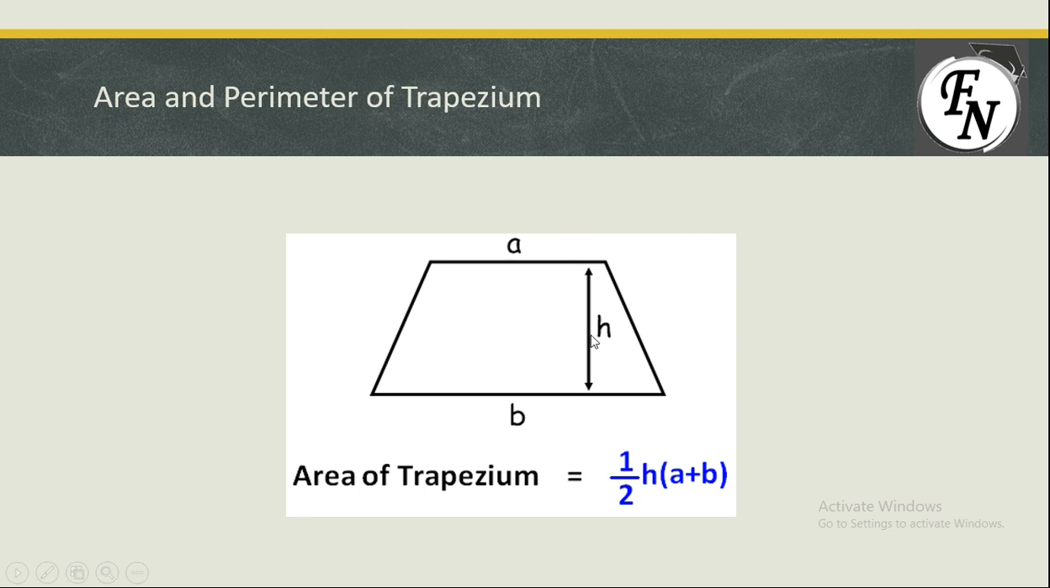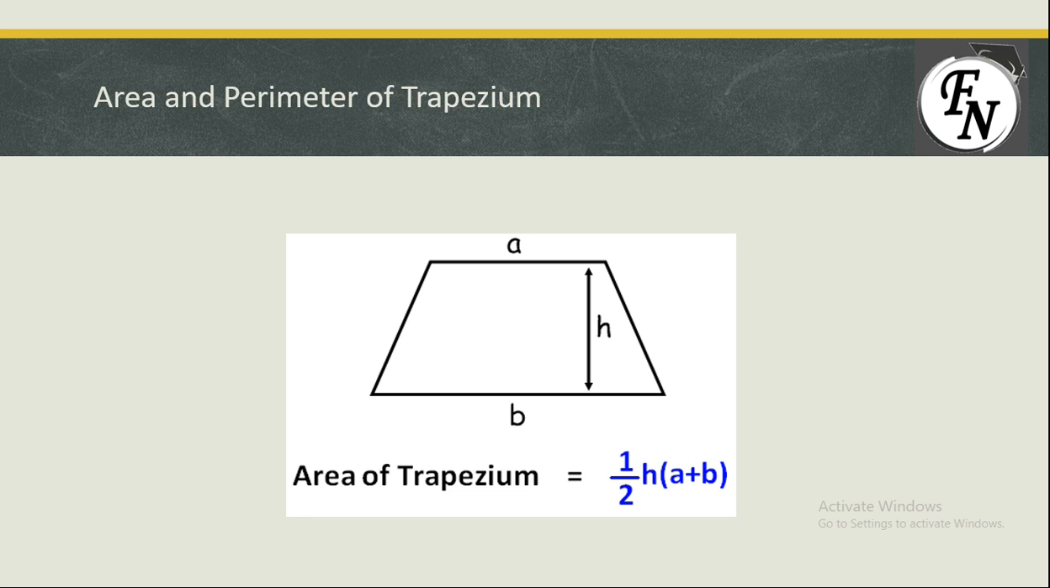So these are important things which are used in the formulas, and the formula is: area of a trapezium is half into height, which should be perpendicular to both the parallel lines, and then the sum of both the sides that are parallel. That means I first add the lengths of these two parallel sides, and then I multiply by the height, and then I multiply by 1 over 2 to get the area of the trapezium.